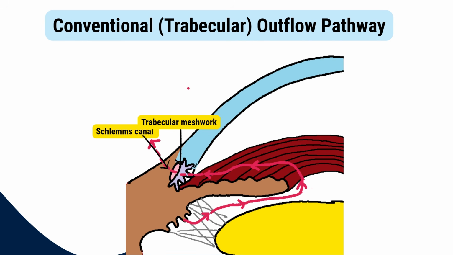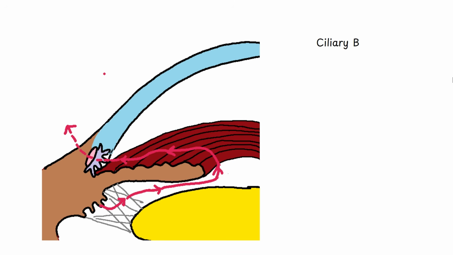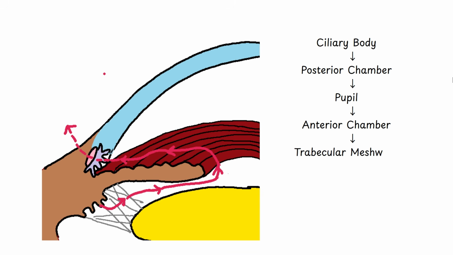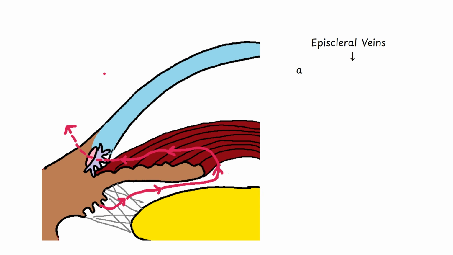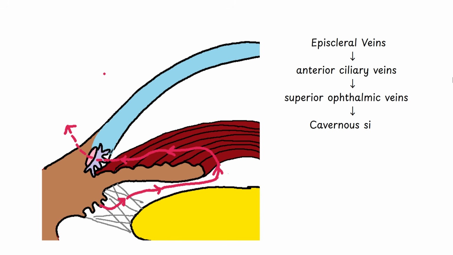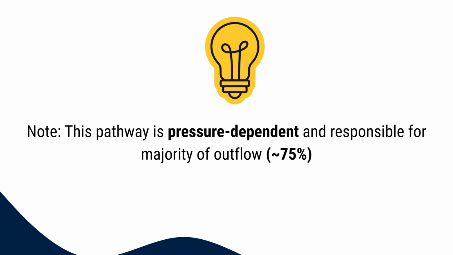This picture depicts the conventional or trabecular outflow pathway. You can see that the aqueous humor is produced by the ciliary processes of the ciliary body. Then it flows into the posterior chamber, passes through the pupil and enters the anterior chamber, and from the anterior chamber it enters the trabecular meshwork. From the trabecular meshwork it passes into the Schlemm's canal, and from the Schlemm's canal it is collected by those 20 to 30 collector channels, enters the venous plexus of the sclera, and ultimately the episcleral veins. From there it goes to the anterior ciliary veins, superior ophthalmic vein, and ultimately drains into the cavernous sinus.